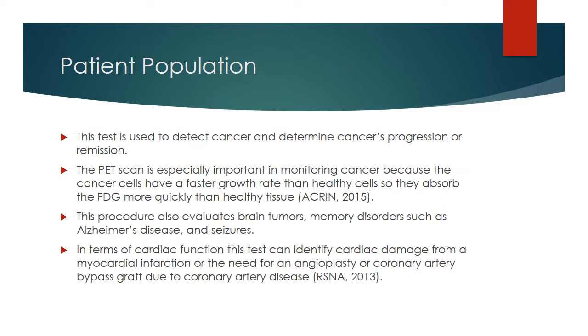The patient population that this test is used with mainly is oncology patients, to determine cancer's progression or remission. This is specifically important for monitoring cancer because cancer cells have a faster growth rate than healthy cells, so they absorb the tracer, FDG, more quickly than healthy tissue. That lights up on the scan and shows you where these tumors are and where the cancer has either spread or gone into remission.